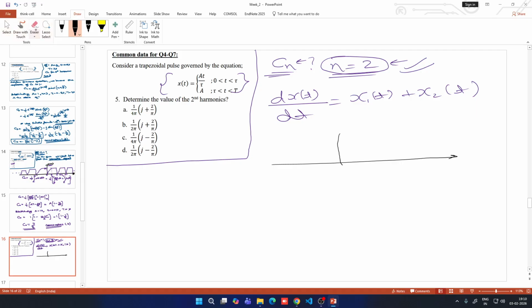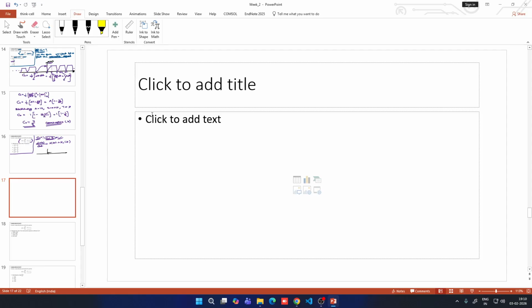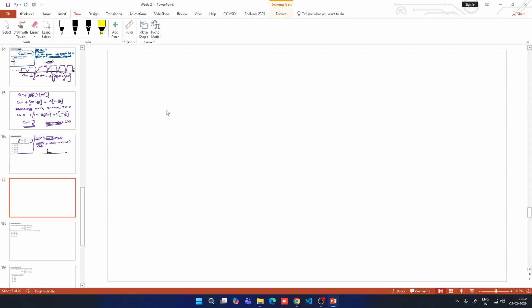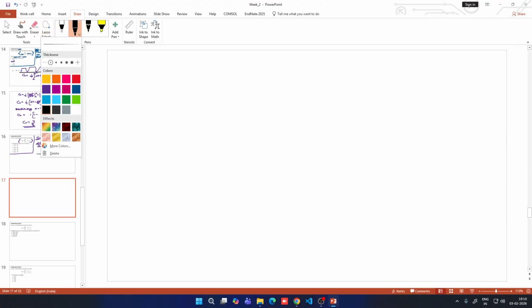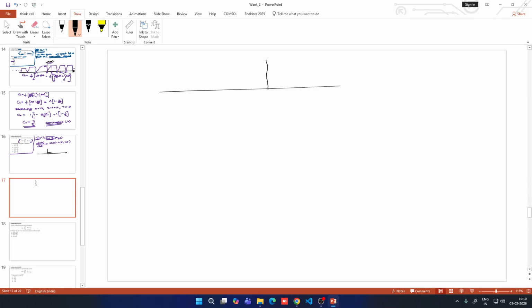Okay, it's better if I draw in the next page because I need some space. Okay, let's move on to the next page. So I'm just redrawing x of t, what we have done in question number 4. Just a second.